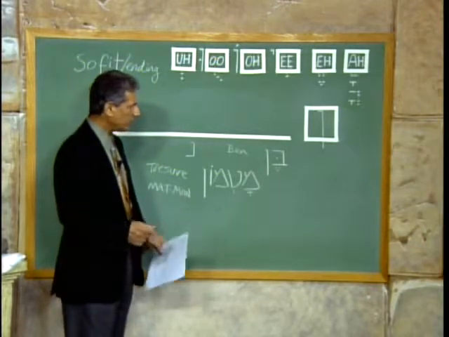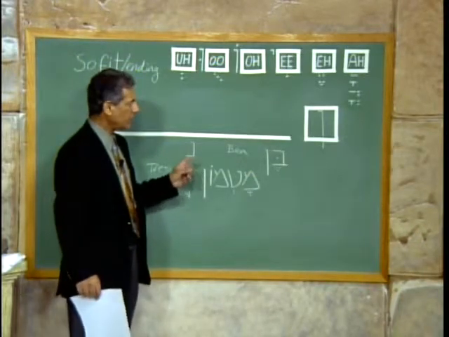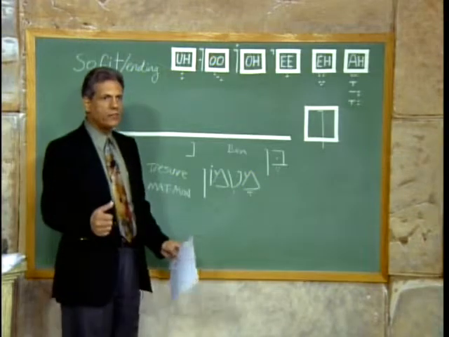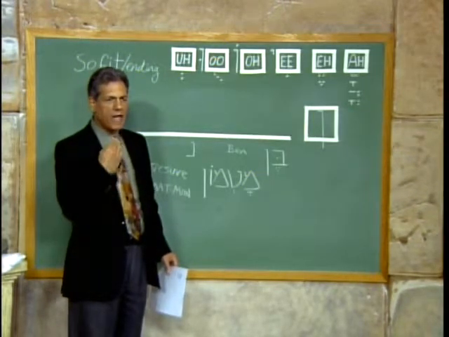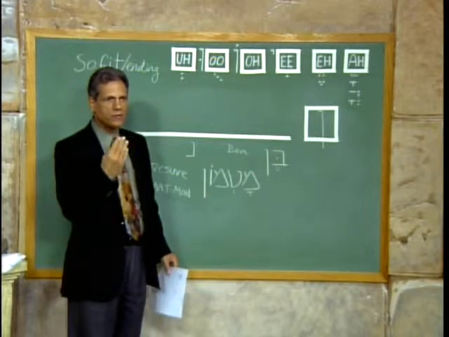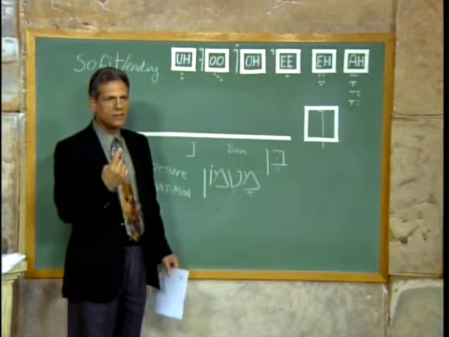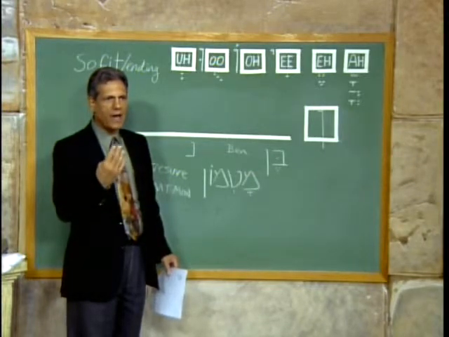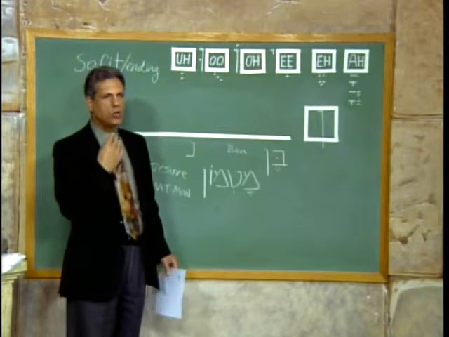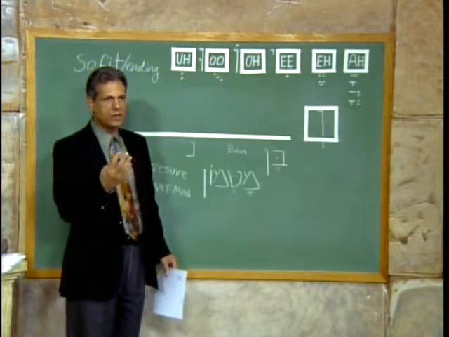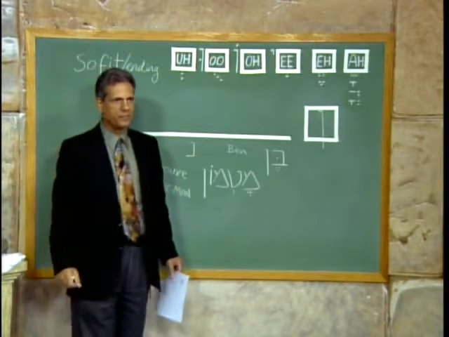Now we did all the letters, all the way to the letter Nun. We did the Aleph, Bet, Gimel, Dalet, Hey, Vav, Zayin, Het, Tet, Yud, Kaf, Lamed, Mem, Nun. Those are the letters we've done so far, and we'll see you next time.